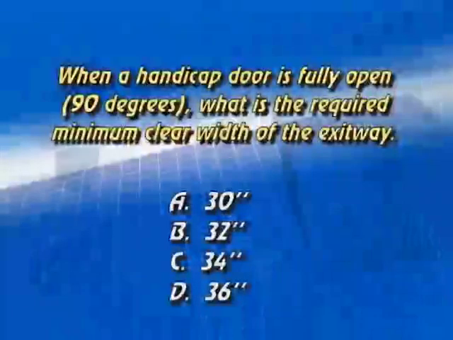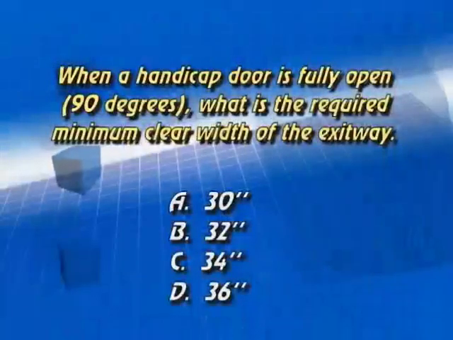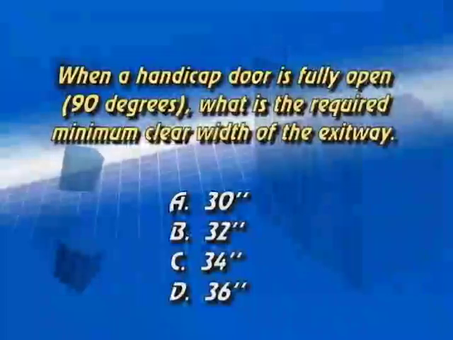Number 34. When a handicap door is fully open, 90 degrees, what is the required minimum clear width of the exitway? The answer is 32 inches. If you measure, it usually comes out on a 36-inch door, which is the minimum, about 32.5, maybe 32 3/4, somewhere in that range, which gives you the minimum.